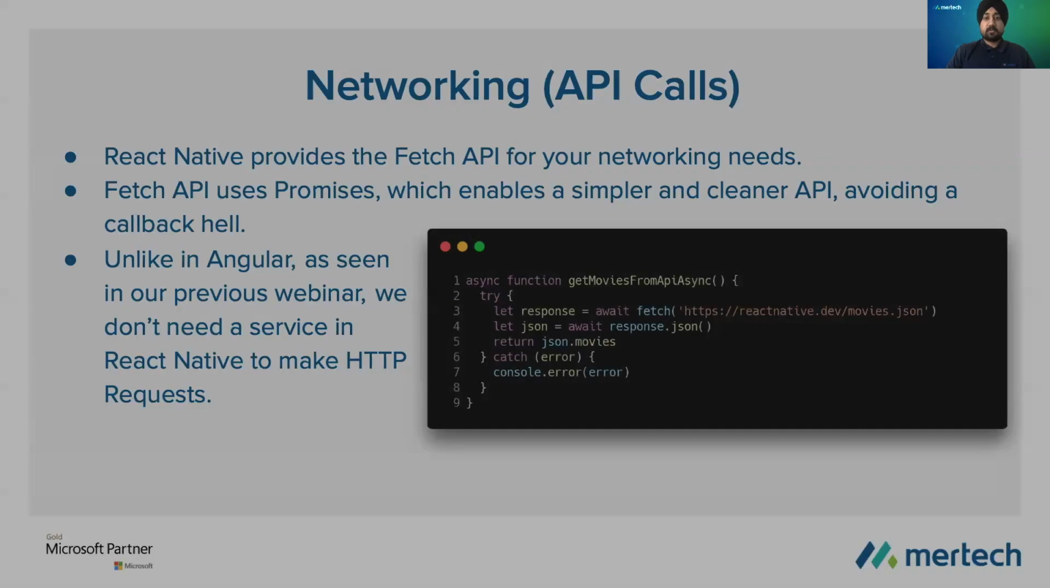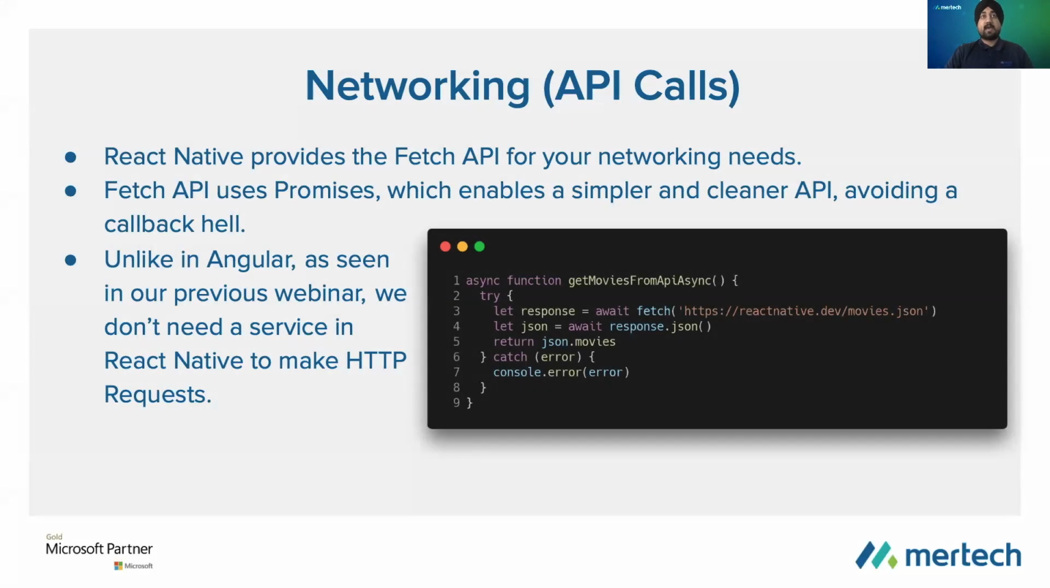So additional to those three things, we have networking. Now, networking works different than as we saw in our Angular webinar. In Angular, we have to create a service to make those HTTP requests. However, in React Native, it's a simple function. React Native comes baked in with something called the fetch API. You could go out and look for third-party HTTP request libraries, and those could work much better for your use case, but the fetch library works for most cases.